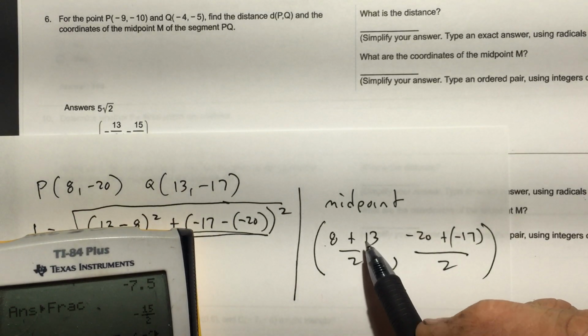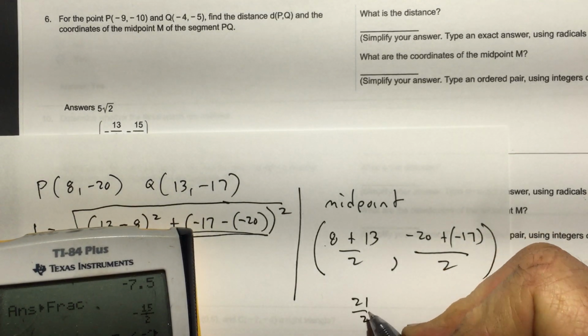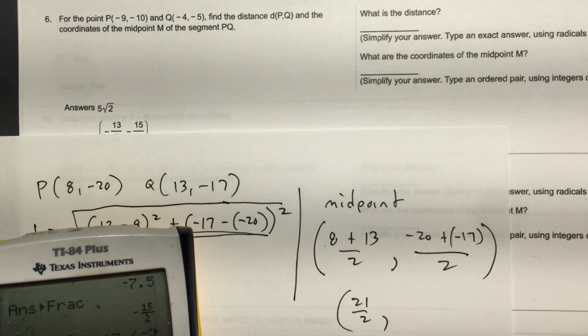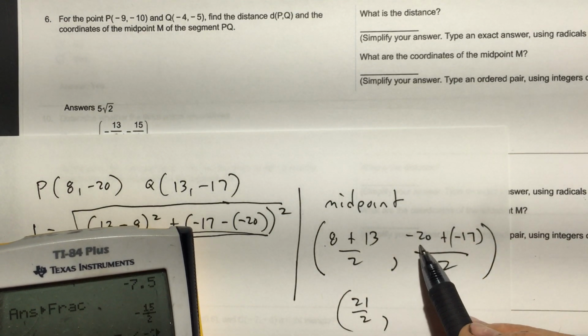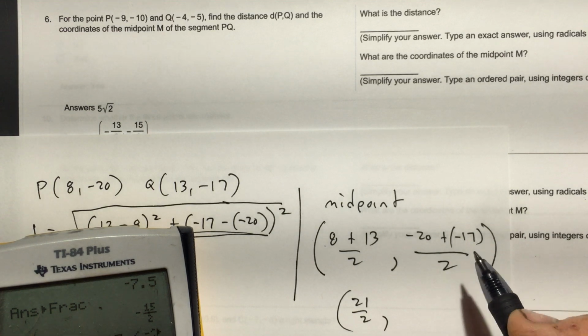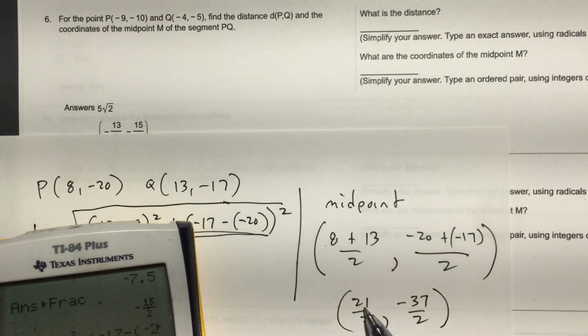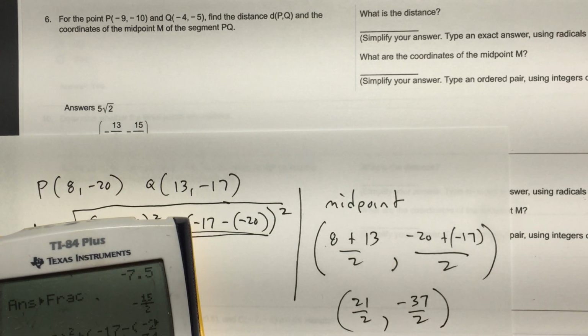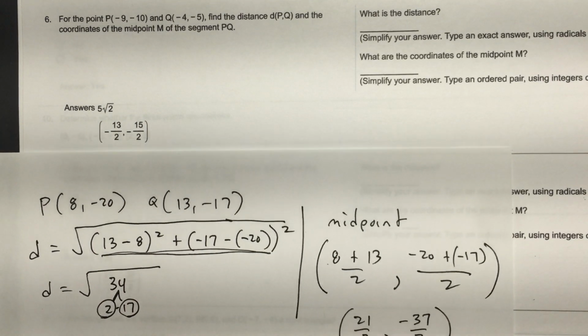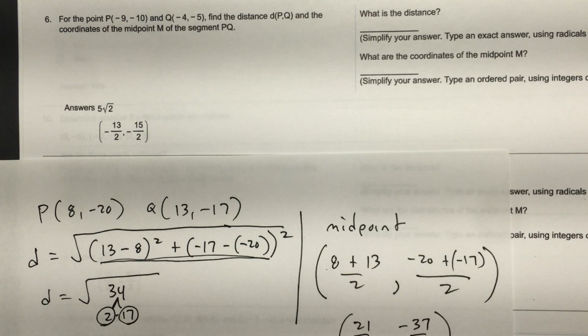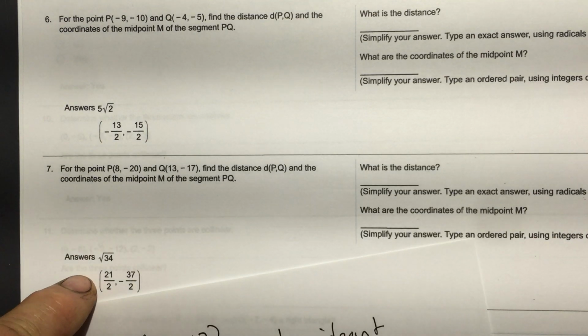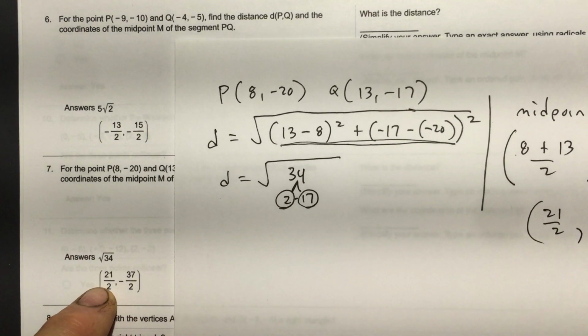Okay, 8 plus 13 is 21. So it's going to be 21 divided by 2, which is going to stay 21/2. And then -20 plus -17, that's -37 divided by 2. If these are odd, they won't divide. They only divide if they're even. So, yeah, we got it right. We got it right there.